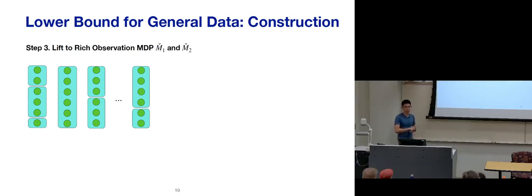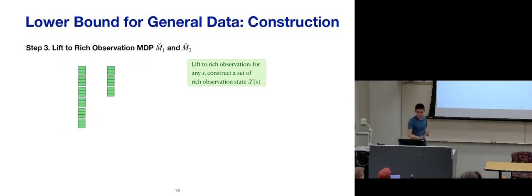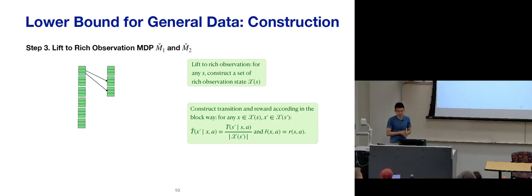And the next thing is we'll lift this previously constructed MDP M1, M2 into the rich observation MDPs. So for every state, we'll lift this state to the rich observations. So we construct a rich observation state space X, and we'll make the transitions of the rich observations depend on the latent states. And these transitions are denoted as uniform over the rich observations in the next states, and the reward function is the same.